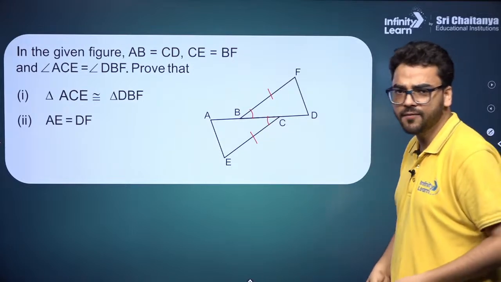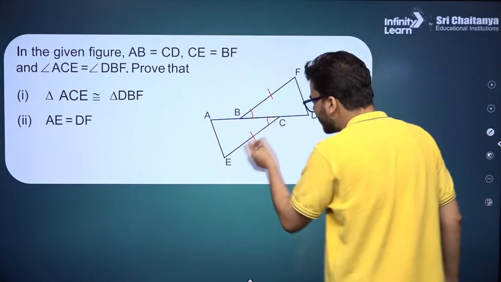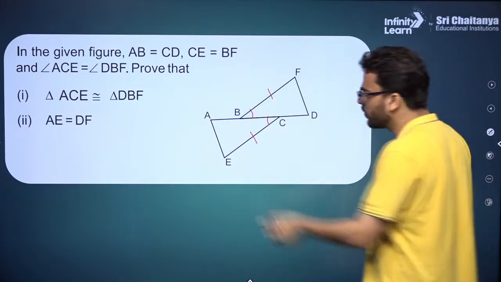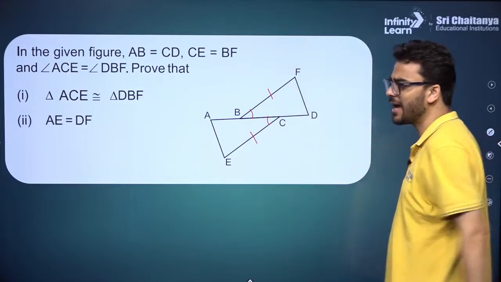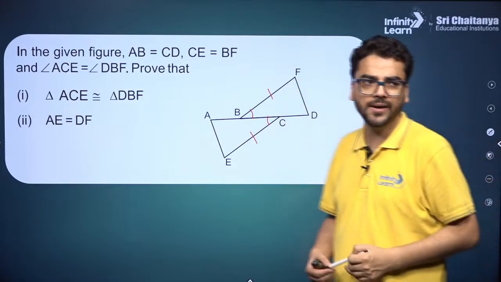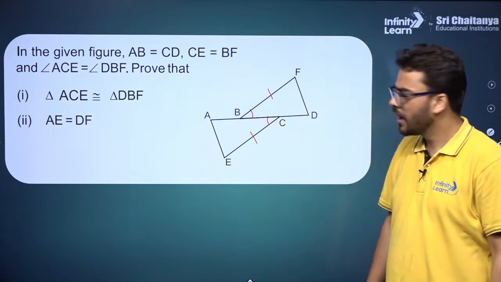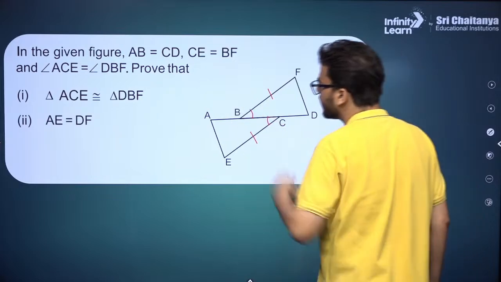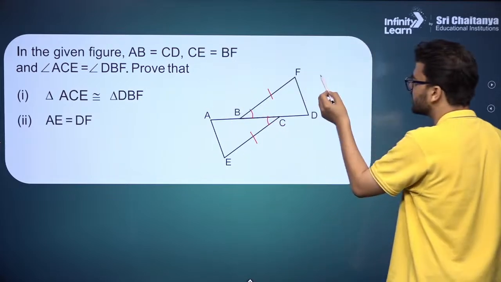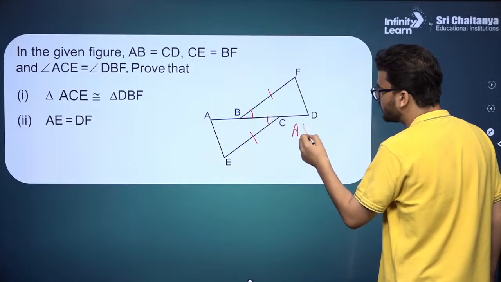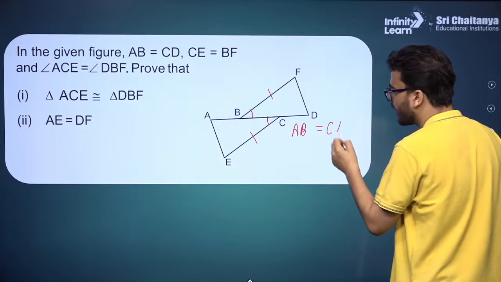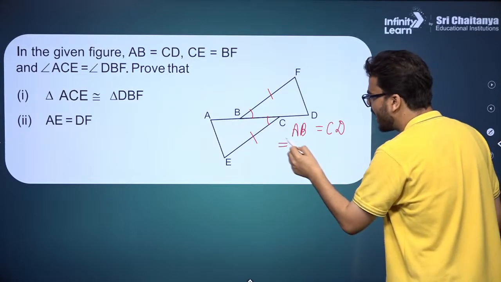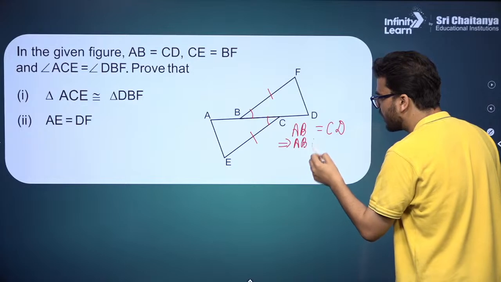If you are able to prove triangle ACE to be congruent to triangle DBF, automatically you can prove that AE is equal to DF because they are corresponding parts of congruent triangles. I hope this is clear. Now these things are given in this question. AB is equal to CD is given, and this is important. AB is equal to CD, this is equal to this. Now can I add BC on both the sides of this equation? Tell me.